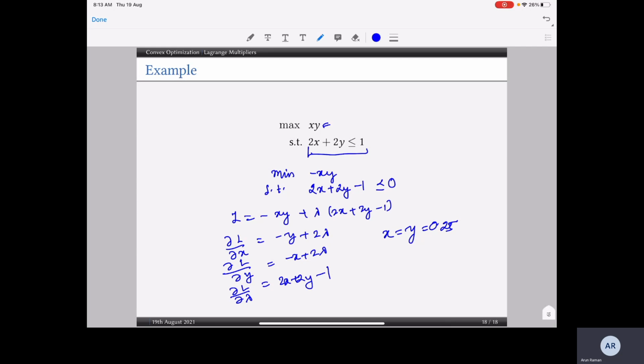So that concludes our discussion on Lagrange multipliers. This was just to give you a working knowledge of what multipliers are all about. If you want to know more, you can read any of the textbooks.